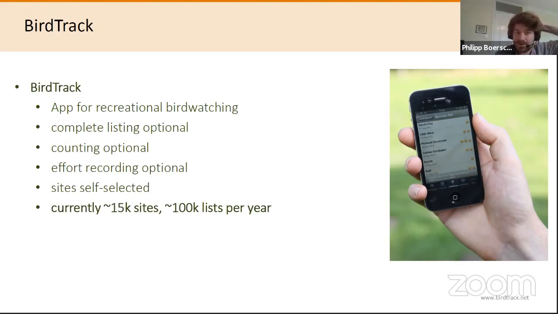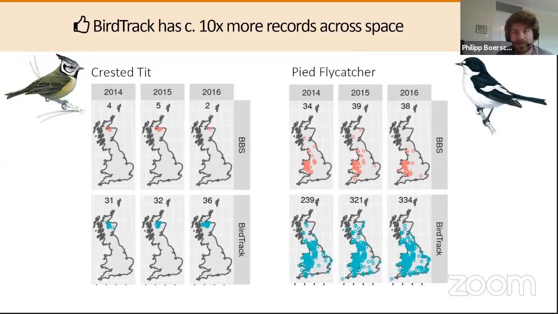But it comes with a benefit that it has much more coverage across the country, and there are many more observations every year. And that applies to both range-restricted species. So on the left, you can see the crested tit, which has this insular distribution in the north of Scotland. On the right, you have a species that's widespread but rare, the pied flycatcher. And in both cases, we have about an order of magnitude more locations sampled for these species in BirdTrack than we have in the structured breeding bird survey.